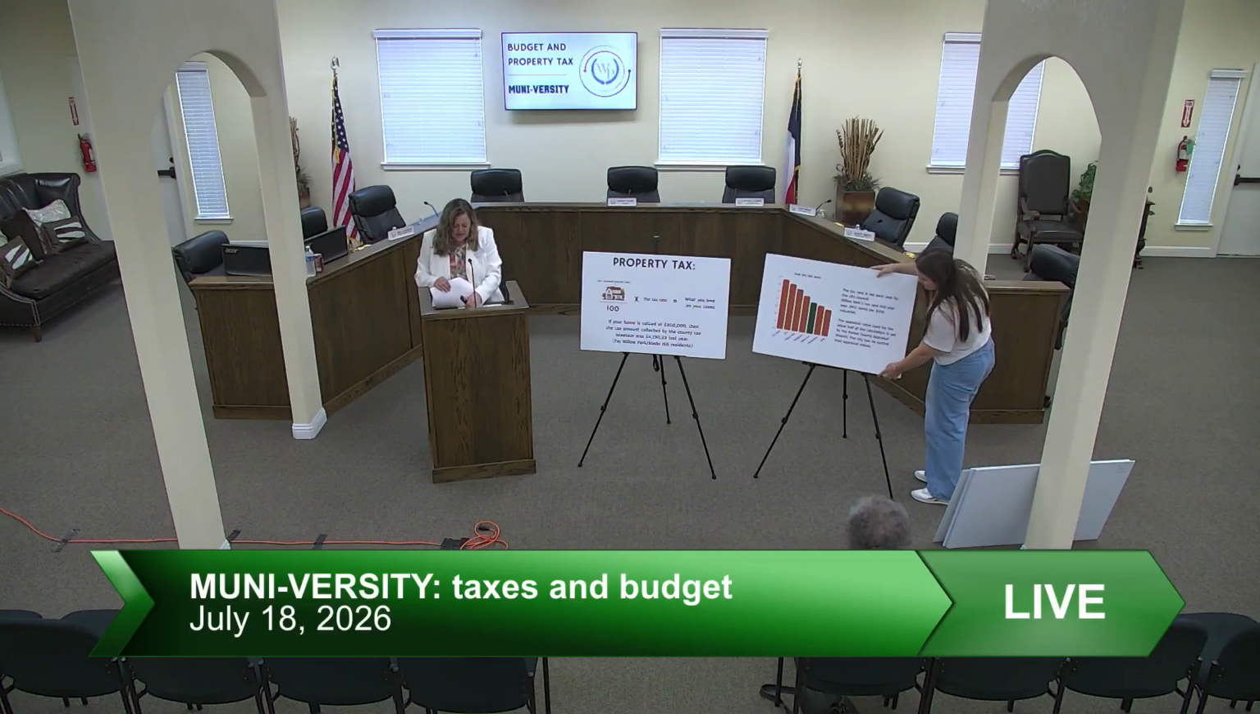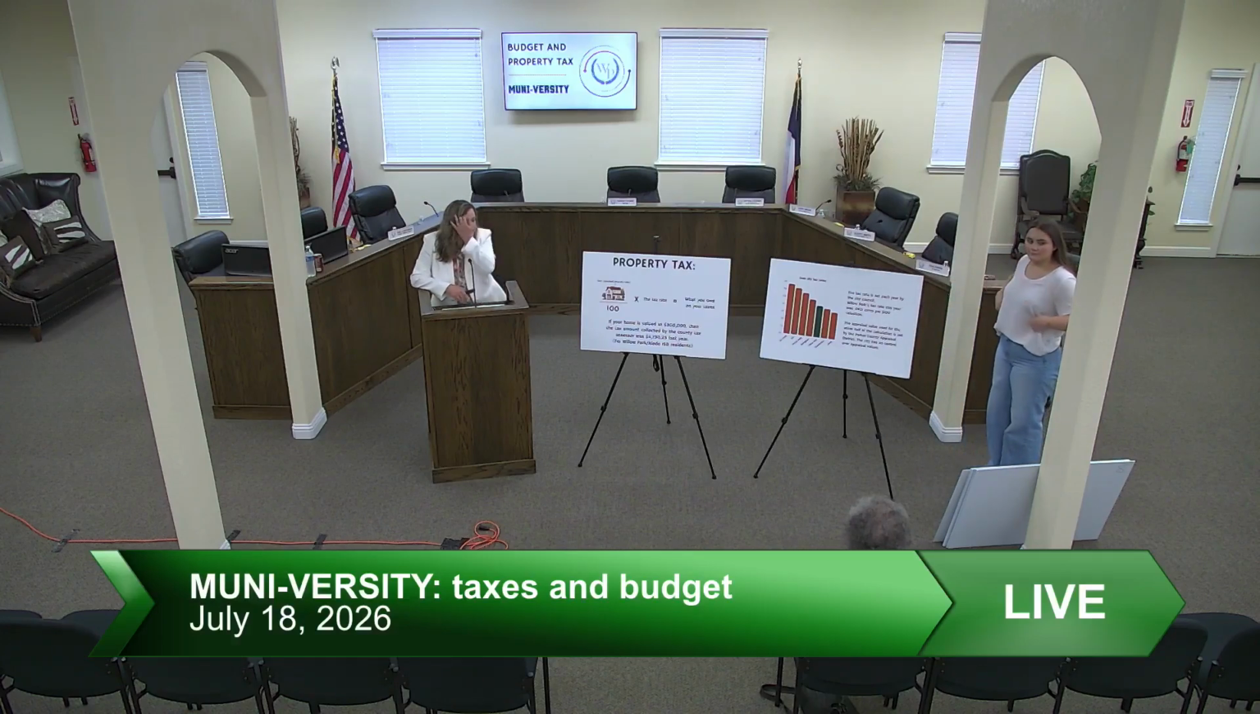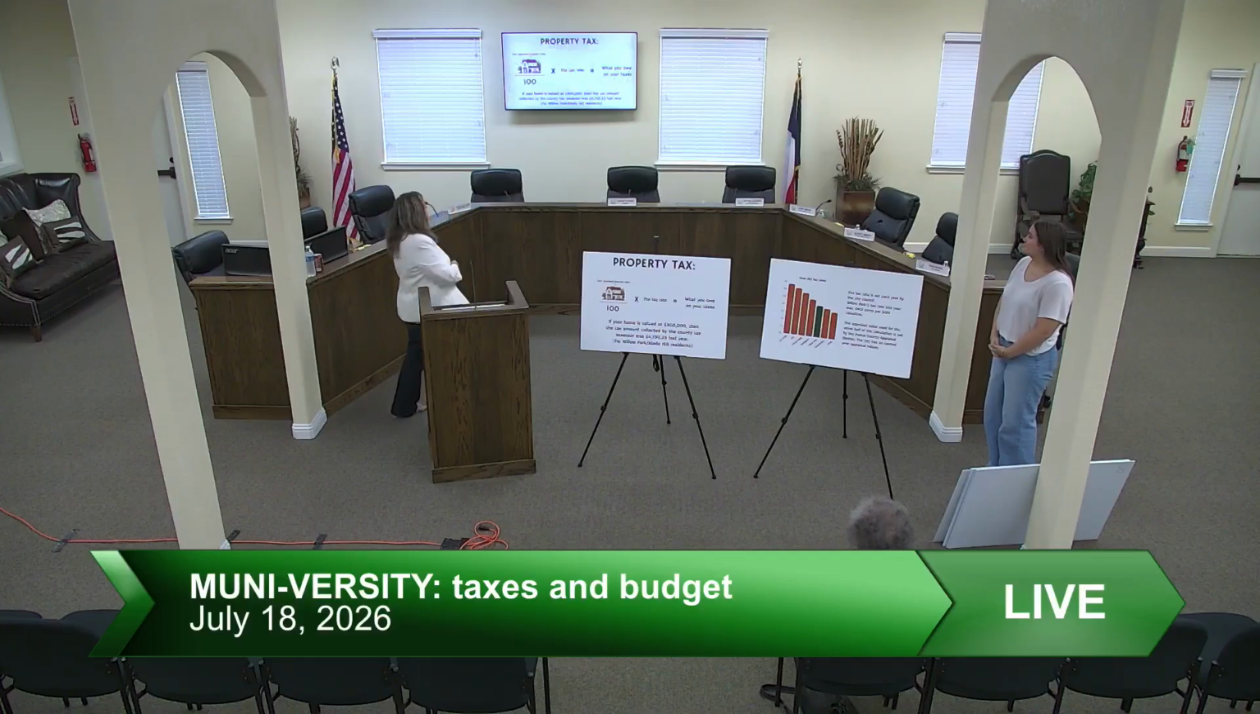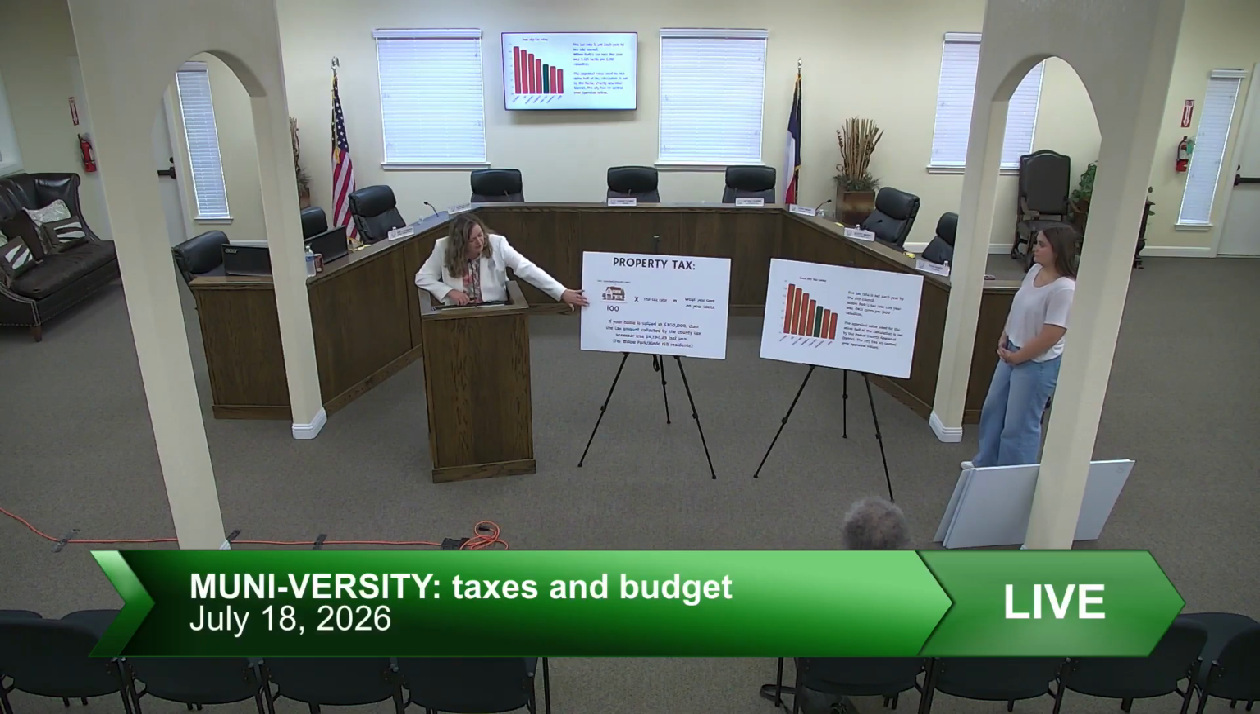Let's talk about tax rates a little bit. The tax rate is set by the city council every year. Our tax rate this last year was 42.1 cents and some change per $100 valuation. So my house is worth $300,000. They divide that by 100. We multiply it times that 42 cents, and that's how we come up with this bill.